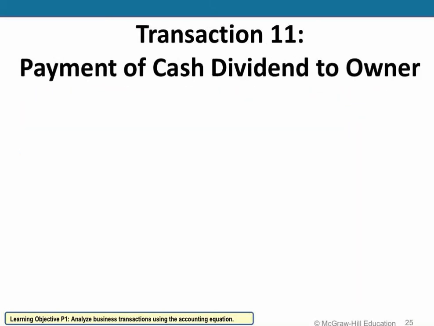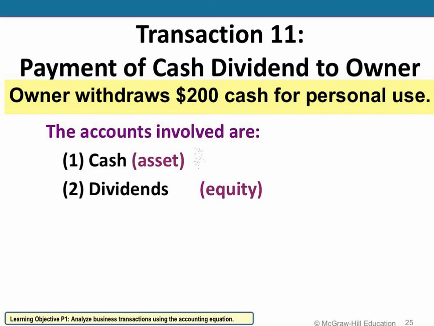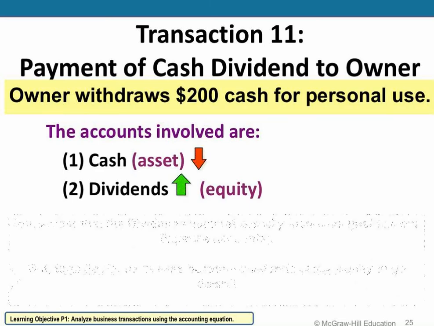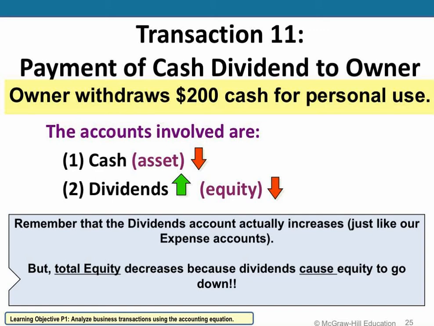So the next transaction we have is going to be a payment of cash dividend to the owner. So this is going to be a decrease in cash, as that is going to leave the company, and the increase in dividends is going to be a decrease in equity, as we're not going to have money in the company that's on behalf of the shareholders any longer.